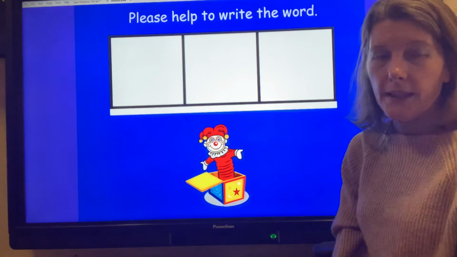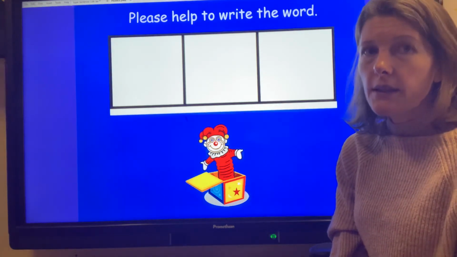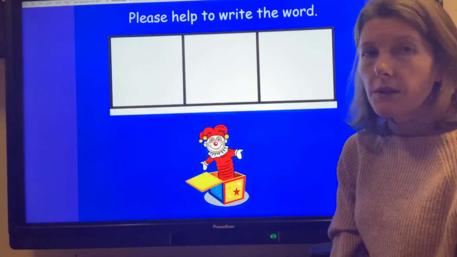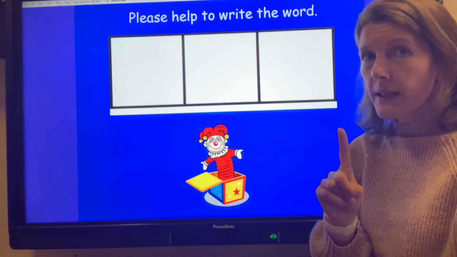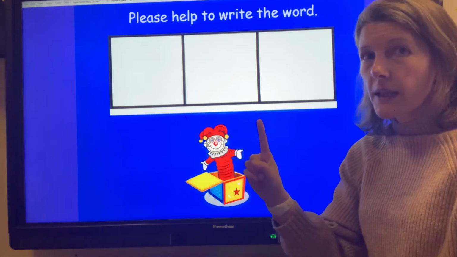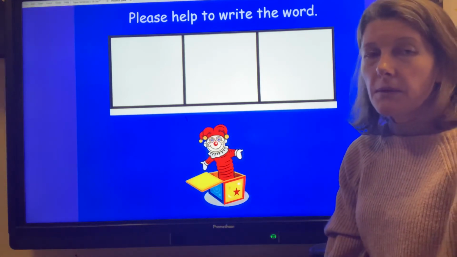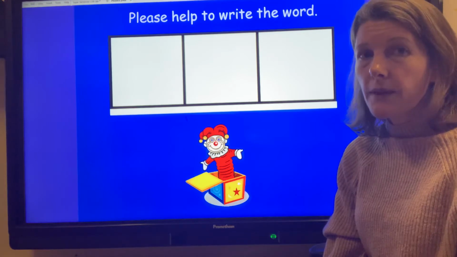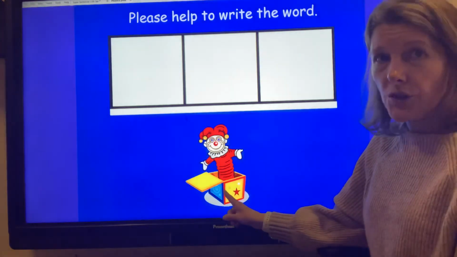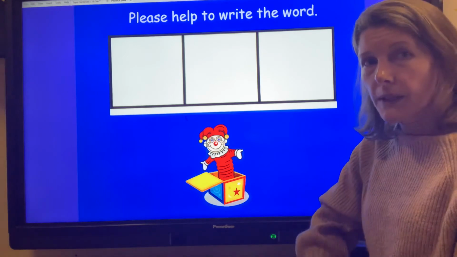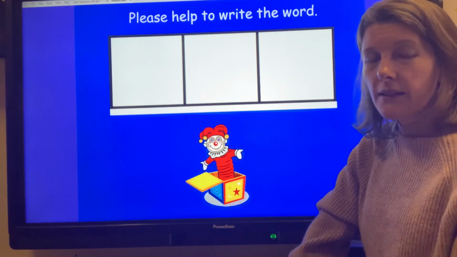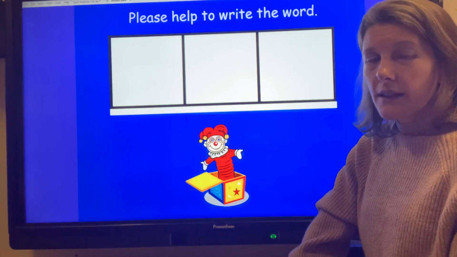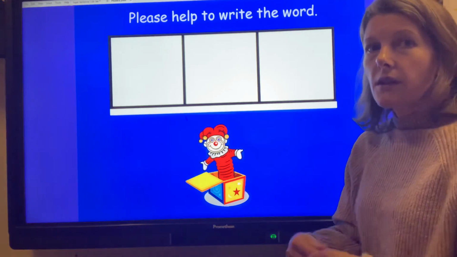Now this one has got a digraph in it. So remember, a digraph is two letters that make one sound. So although there are 3 boxes, we're going to be writing 4 letters. So this is a jack in the box. So the word we're going to try to write is jack. Jack. Okay, so say it a couple of times and see if you can hear the sounds.